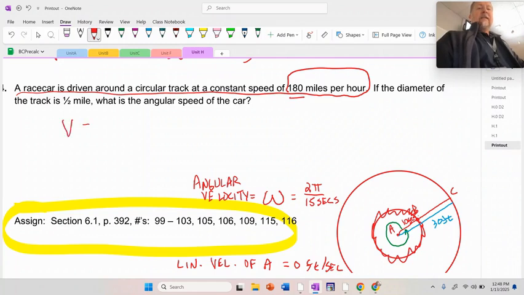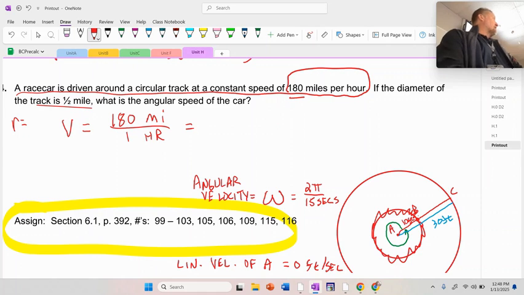So the velocity is 180 miles per hour. And I know what's going to happen here. If the diameter is a half a mile, let's not trick ourselves then. What's the radius? A fourth of a mile. What is the angular speed of the car?